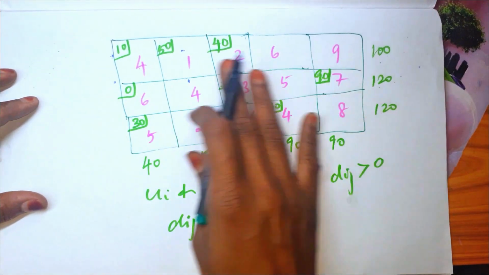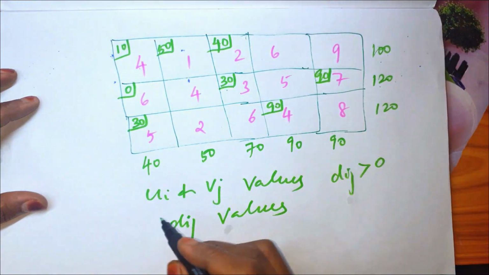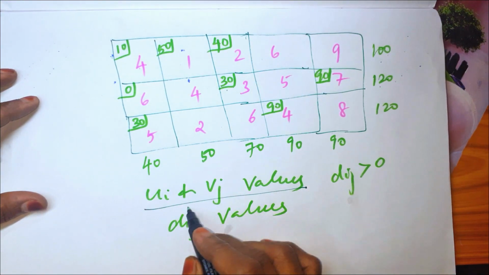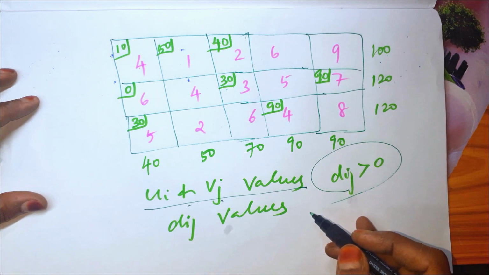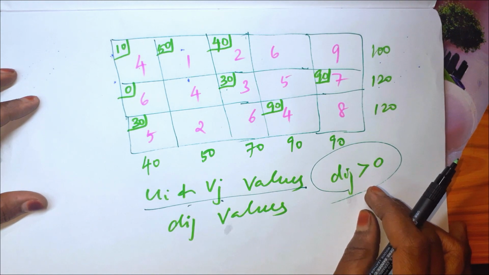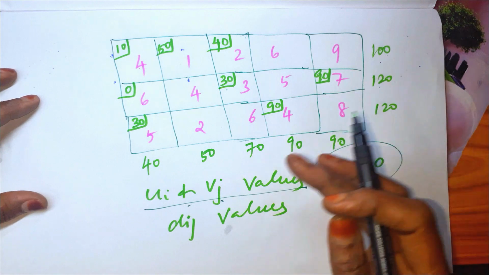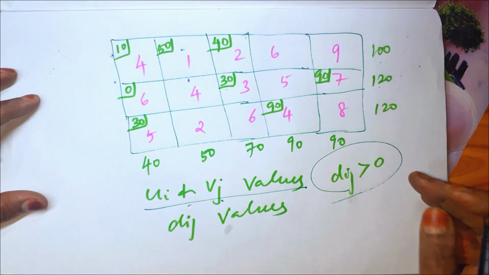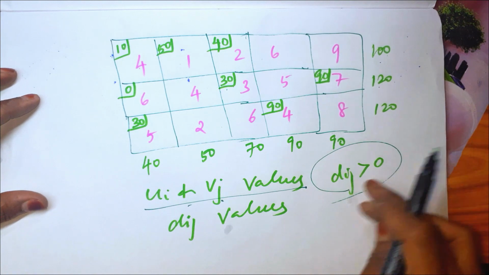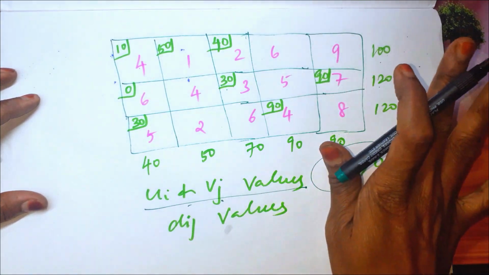After getting theta, I have substituted. Again, we have to find the ui plus vj values, then the dij values. We have to check whether all dij are greater than or equal to 0. If not, we have to repeat the same loop procedure until we get dij values greater than or equal to 0.